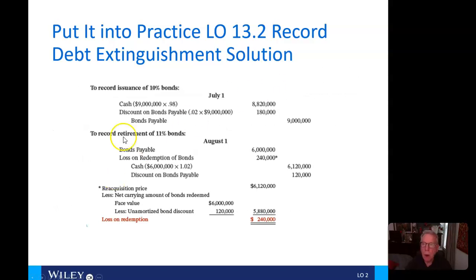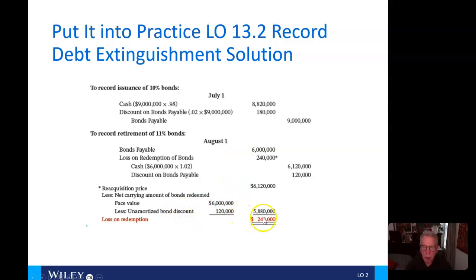Okay, so to record the issuance of the 10% bonds, pretty easy here. The cash we got based on 98% of $9 million was $8,820,000, which represented a $180,000 discount. Bonds payable, again, what's written on the bond, $9 million. Now, to record the retirement of the 11% bonds, that one's a little different.